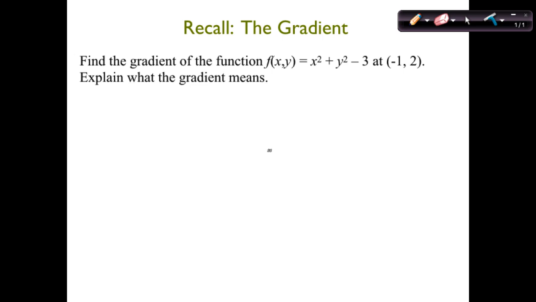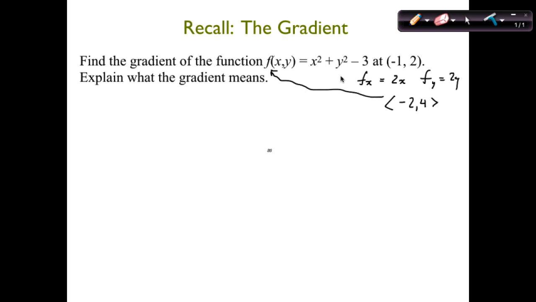Remember the gradient? Okay. So yeah, 2x partial with respect to x, partial with respect to y. And so the gradient at negative 1, 2, you said is? Okay, and what did that have to do with the function? What does the vector negative 2, 4 have to do with the function?